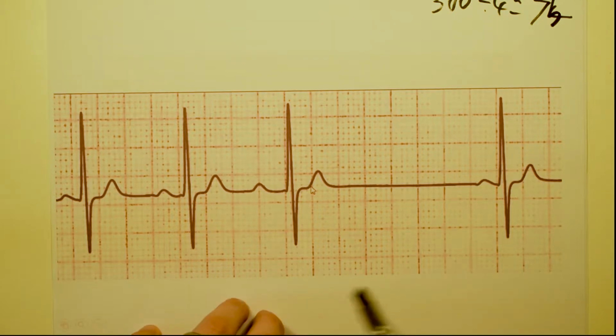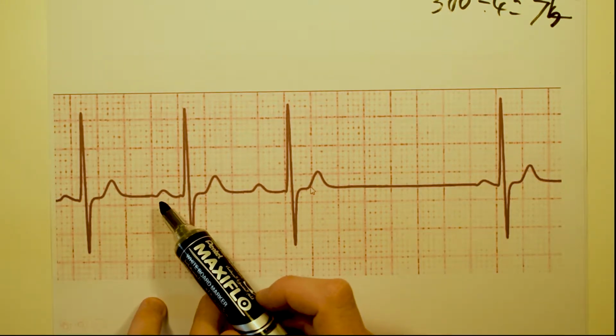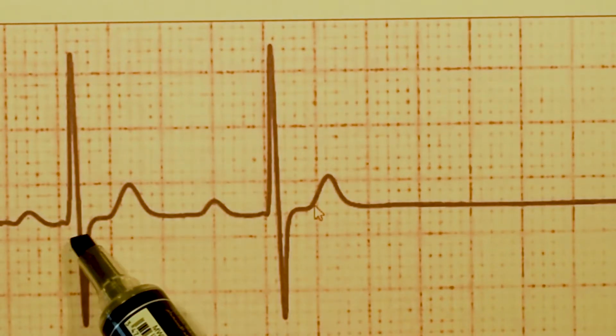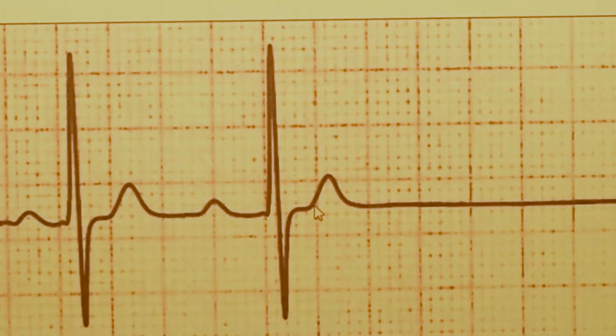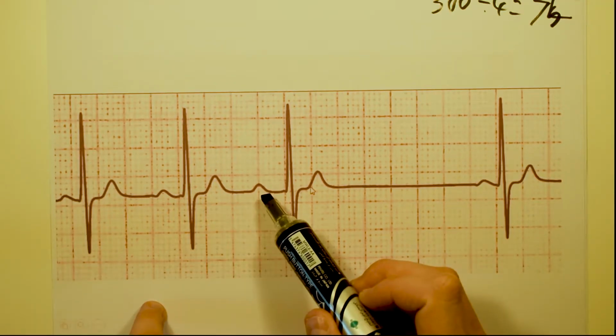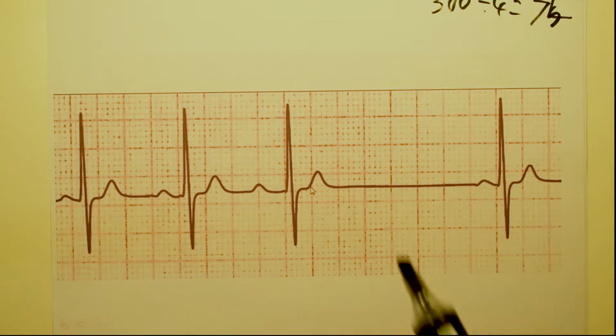All right, so now we want to look at our P waves. Our PQ interval is 1, 2, 3, 4. It's normal. QRS is 1, 2, 3. All right, normal. T waves look normal. Do we have a P wave before every QRS? So PQRS, PQRS, and then nothing, and then another PQRS.